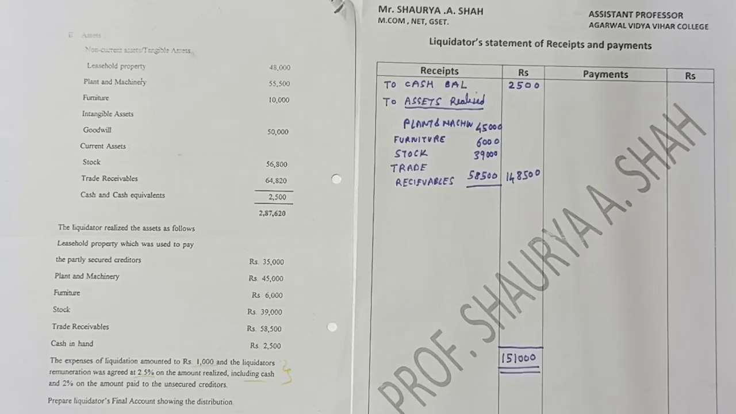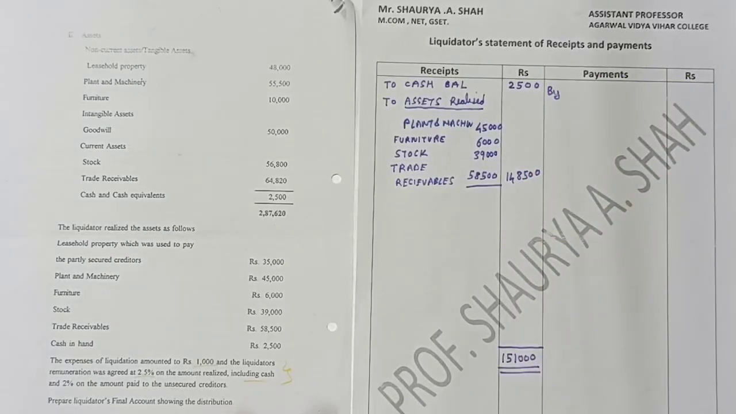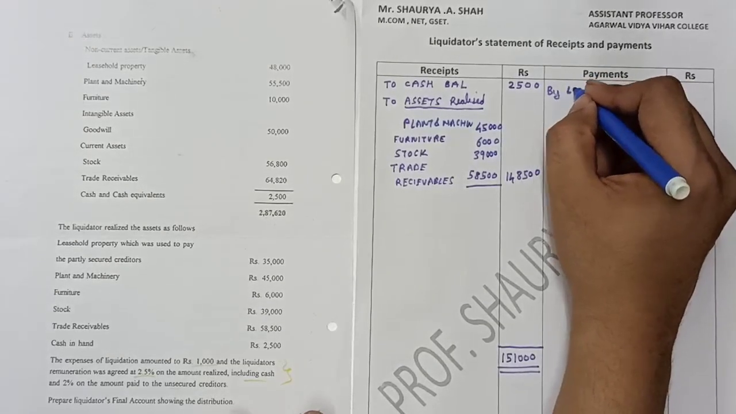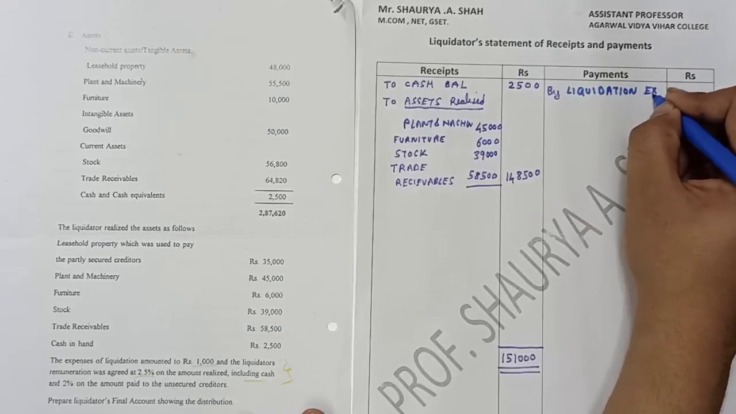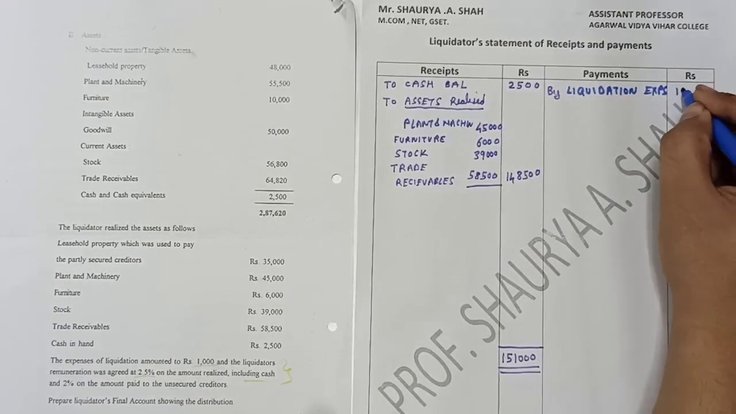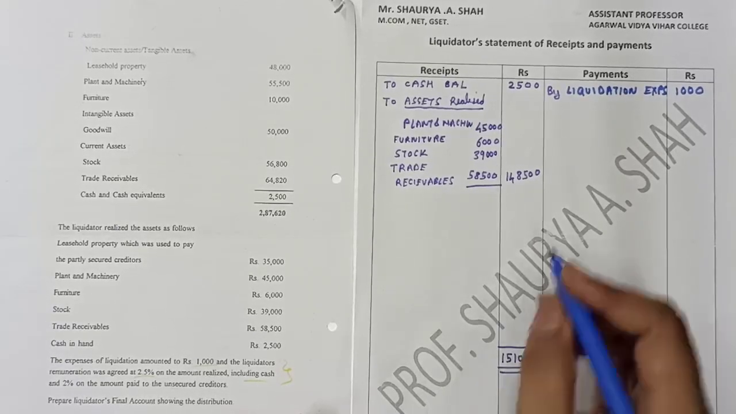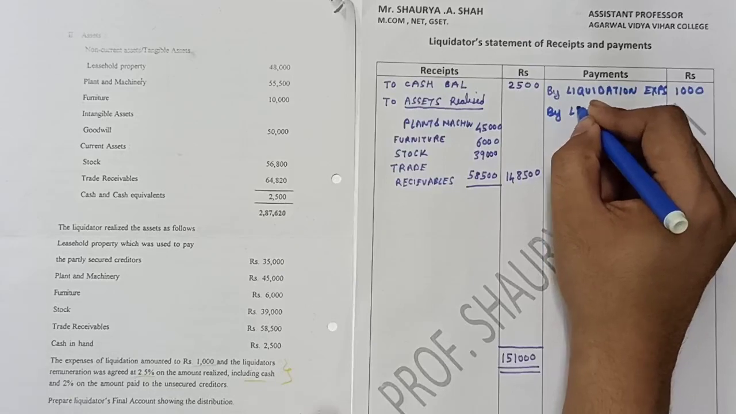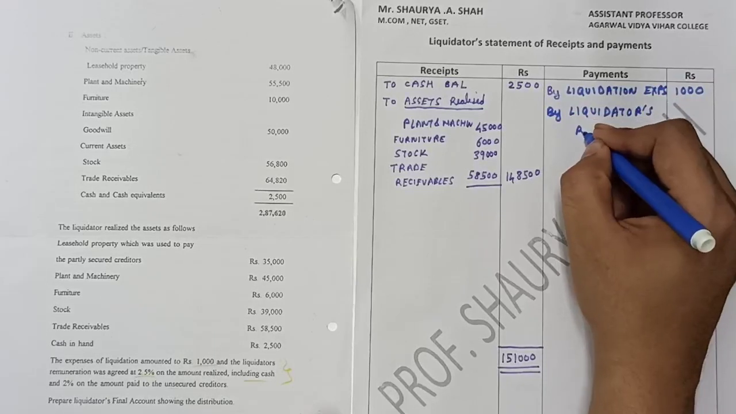Fine. Now quickly starting with the payment side. The very first thing we do on the payment side is by liquidation expenses, right? So by liquidation expenses directly, which is given in the sum. What is by liquidation expenses? That is given in adjustment. You can see 1,000 rupees is the liquidation expenses. So I'll write down by liquidation expenses 1,000. The second thing after we pay liquidation expenses is by liquidator's remuneration. So we will write down by liquidator's remuneration.